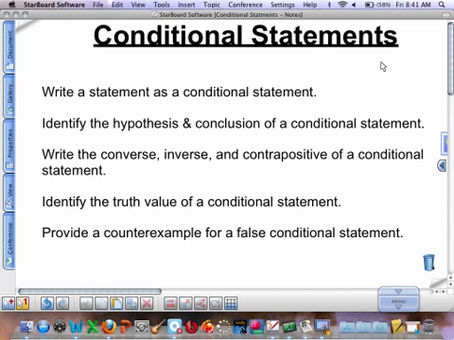We're going to be learning about conditional statements, understand what they are, identify the hypothesis and conclusion, truth value, as well as counterexamples. I'm going to be asking you guys to think a lot today, and I'm asking for your input. So I'm basically going to ask you guys to become engaged in this lesson, and definitely be providing feedback as we move through the lesson.